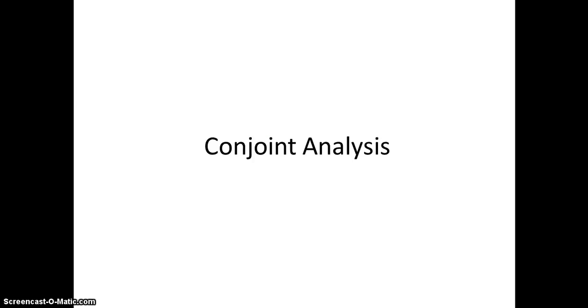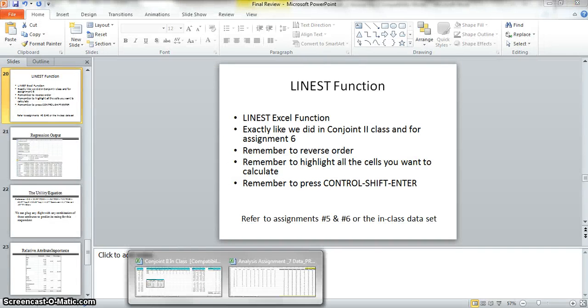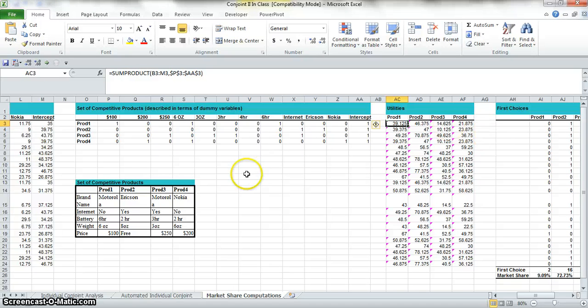Probably the most difficult part is going to be your conjoint analysis section. Luckily, we just did this, so hopefully it's still fresh in your mind. Remember how to do the LINEST function. It's exactly like we did in conjoint 2 class and for assignment number 6. Just some things to remember. Let's look at the in-class.